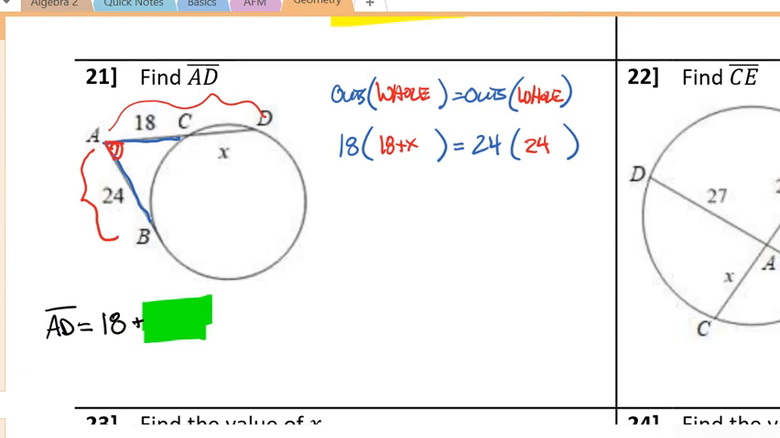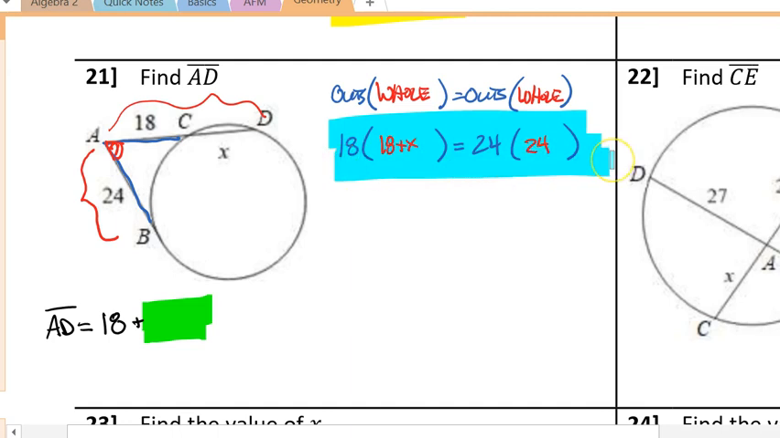So let's go ahead, and from here, this is just going to be algebra for us to simplify down. So let's distribute and multiply these out, which gives us 324 plus 18x is equal to 576. I would subtract 324 from both sides, giving me 18x is equal to 252. Divide both sides by 18, giving me x is equal to 14.